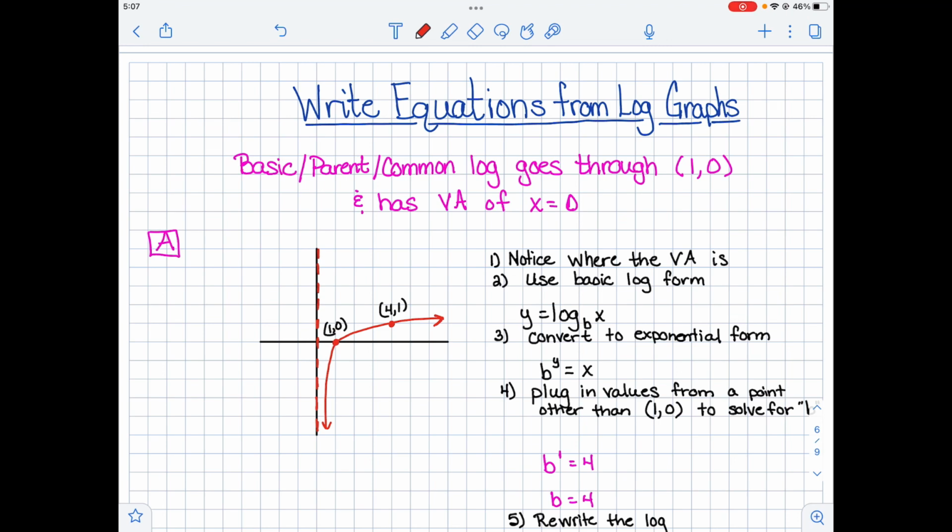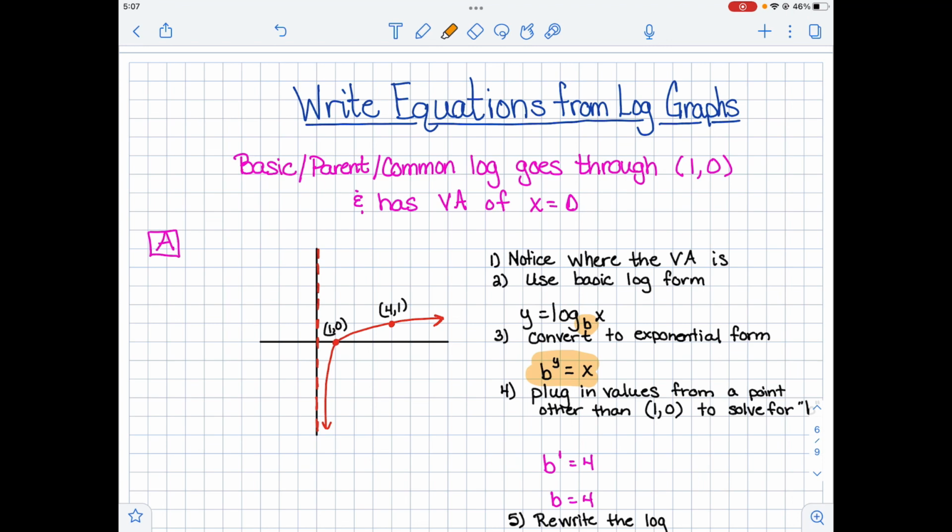So this is one that I've done, just a basic one, and I've got 2 points marked. This is a graph where I may not know the b. So my general form is y equals log base b of x. The first thing I want to do is think about converting that general form to exponential form, and that's where I get b to the y equals x. So I just take base b raised to y, around the world, equals x.